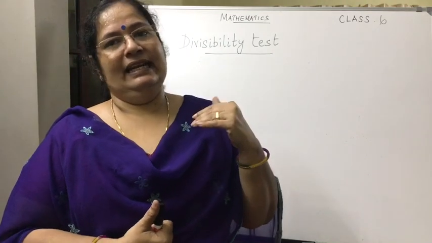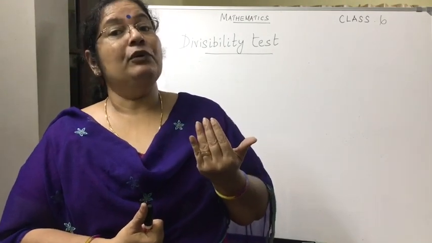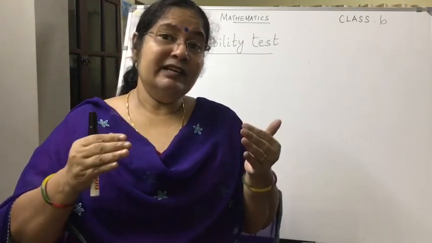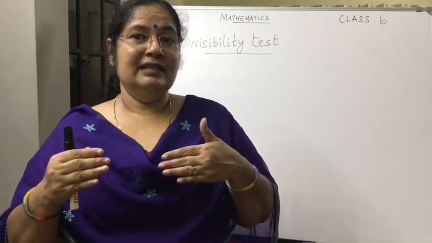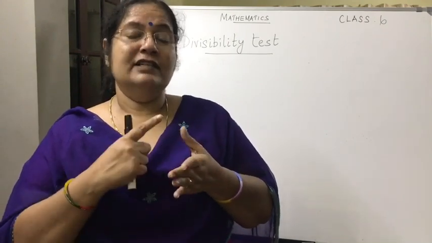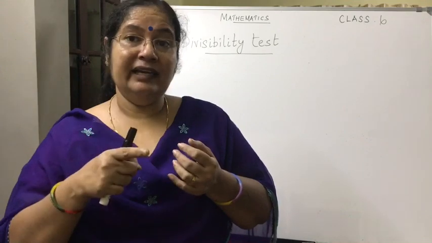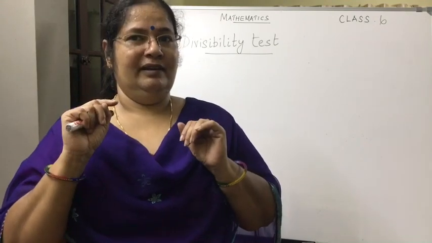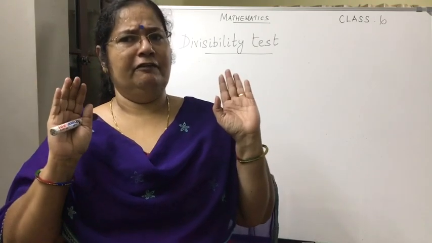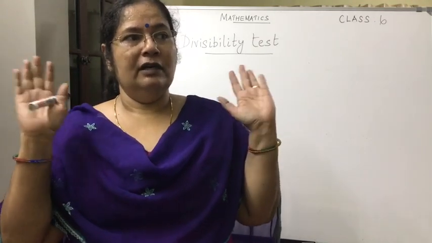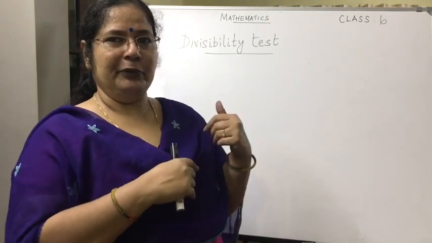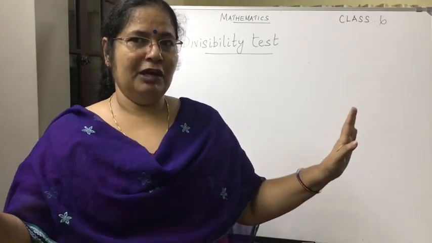Divisibility test means we are going to find whether large numbers, big numbers, are divisible by 2, 3, 4, 5, 6, 8, 9, 10 and 11. If such big numbers are given, what will you do? We will keep it aside, we will do it later. But no need of any tension now.